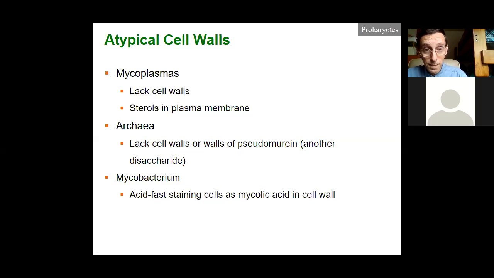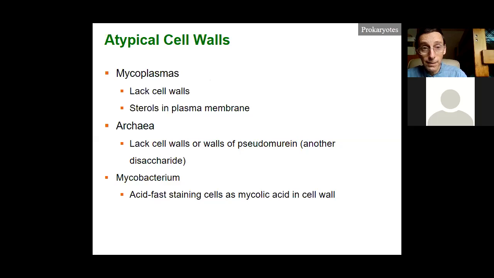Most of the archaea lack cell walls made of peptidoglycan. Most of them have cell walls made of pseudomurein or another disaccharide, and some of them even lack cell walls, but most of them do have a cell wall, but it's not made of peptidoglycan. And so the archaea have atypical cell walls, because we're only really going to talk about the cell walls of bacteria. Okay? Now, of the bacteria, there are two families of bacteria that have atypical cell walls.